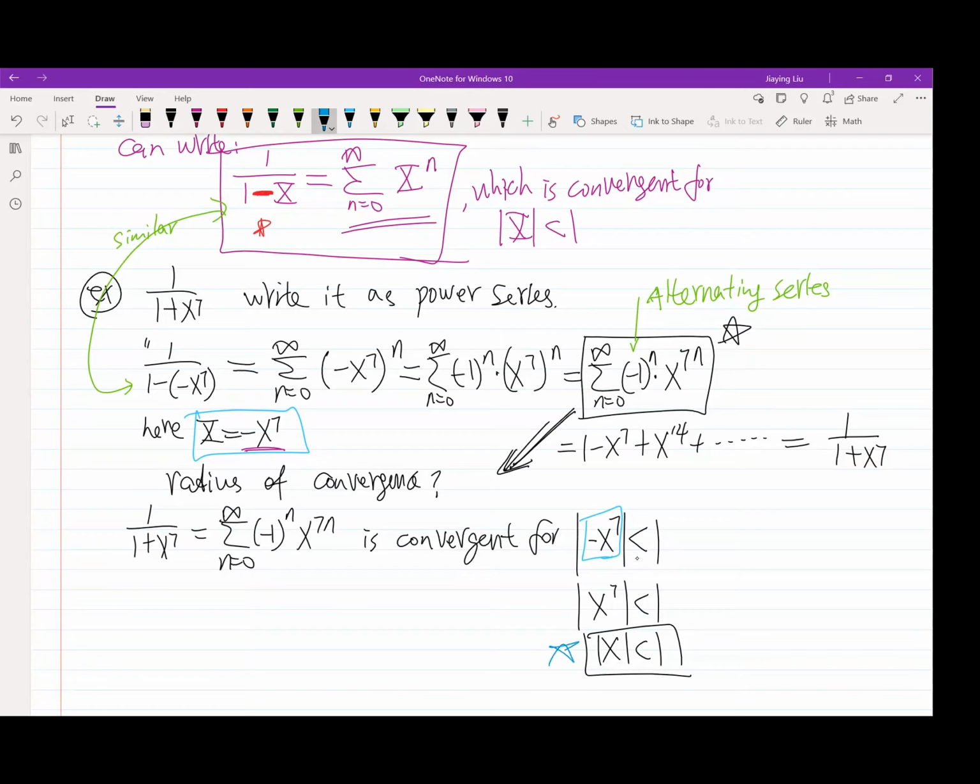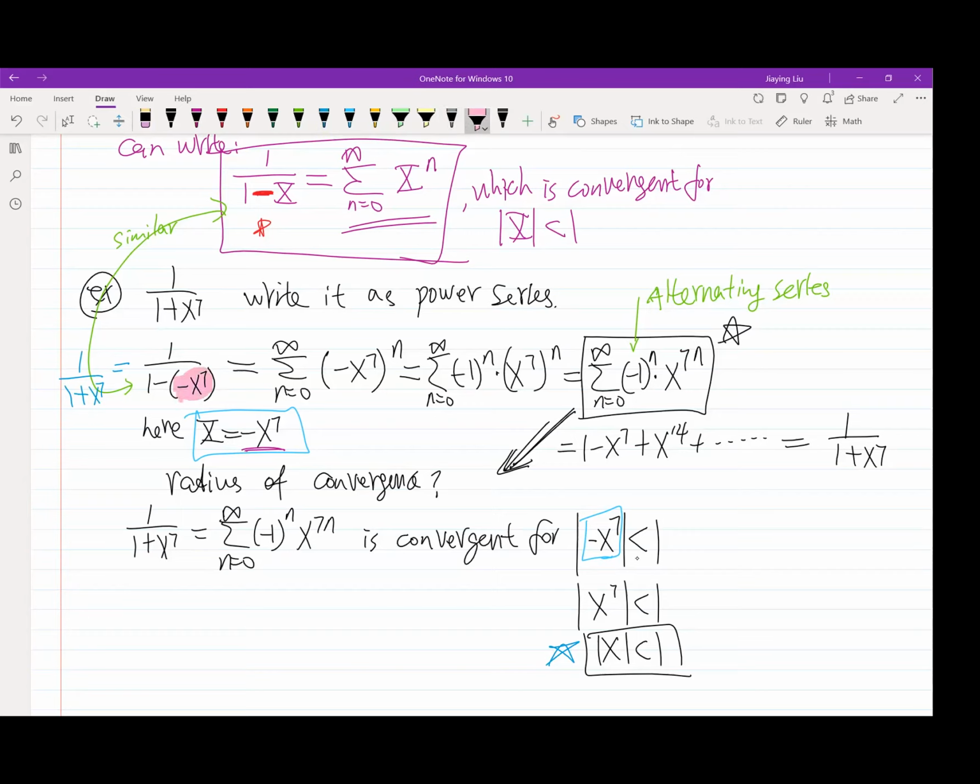Are you confused about this part? The one that I'm confused on is how the negative x to the 7th is still less than 1. Because when I applied the formula above in the box, that's how I end up with the power series, right? So I take the given series, 1 over 1 plus x to the 7, and I write it as 1 over 1 minus, negative x to the 7.